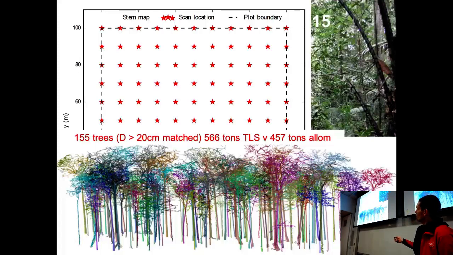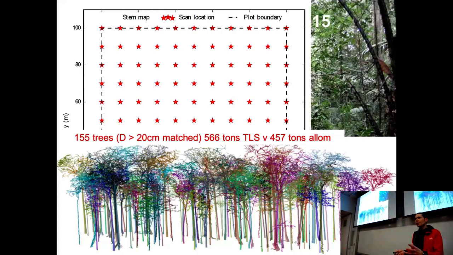Just to note some numbers here. If we look at the trees that we have volumes for, the ones that we estimate the mass of is about 600 tons estimated, 560 tons from the LIDAR versus about 460 tons using these allometric relationships. So I'll come back to that.